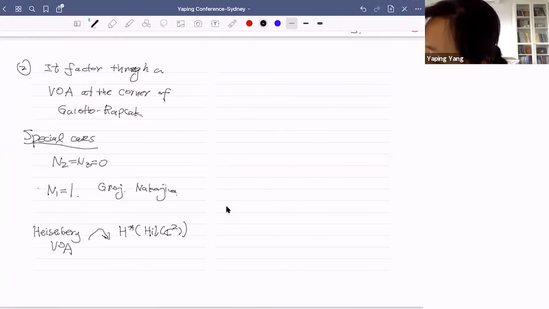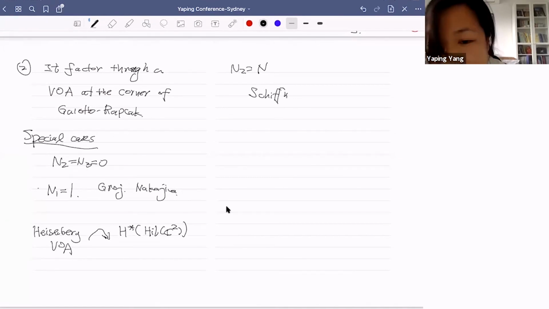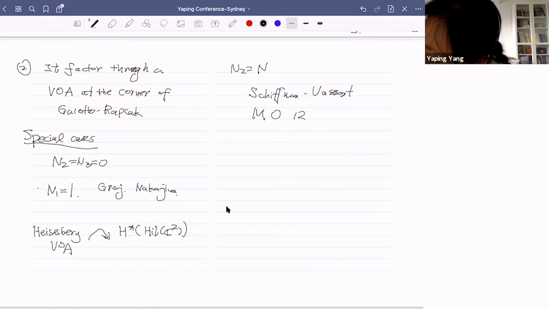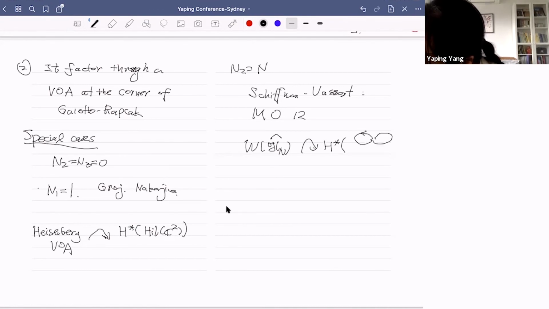Okay. And for N1 equal to N, I have those higher rank moduli of instantons. And this is the theorem of Schiffmann and Vasserot, and also Maulik-Okounkov. So the VOA is the W algebra of GLN hat. And so this is the action on the cohomology of the moduli of instantons with higher rank.